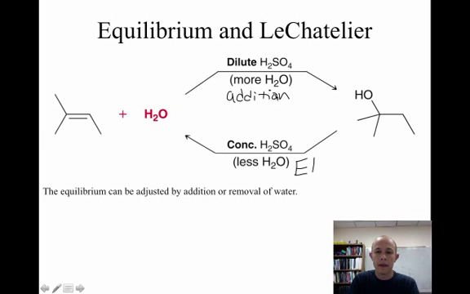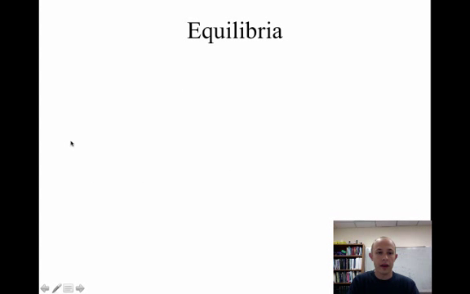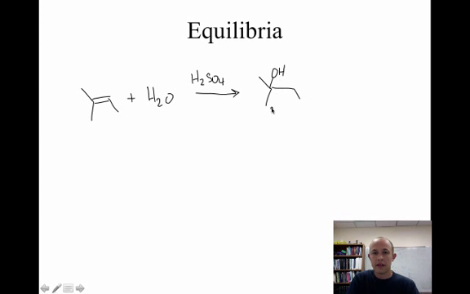So how do we know which side is going to be favored? How do we know which way the reaction is going to go? Well, what we need to do is just understand Le Chatelier's principle. So let's think about this. If we have an alkene plus water and a sulfuric acid catalyst, the catalyst is not being consumed in the reaction. We get an addition of water across the double bond, to give this product.